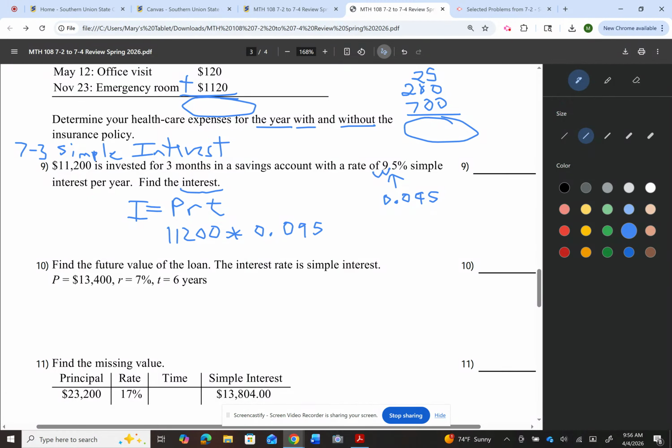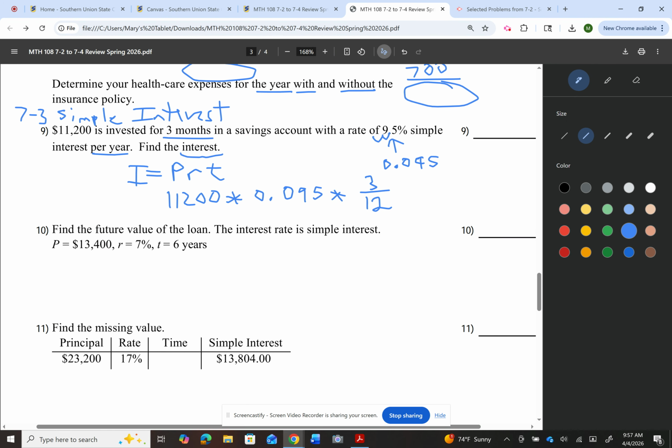0.095. Now, another tricky thing on this one is the time is in months, but the interest rates are always annual unless they tell you otherwise. So that means I don't multiply by 3. I have to take the 3 months and divide it by 12 to get what part of a year that would be. So that's the setup for number 9. You can finish the rest of that.